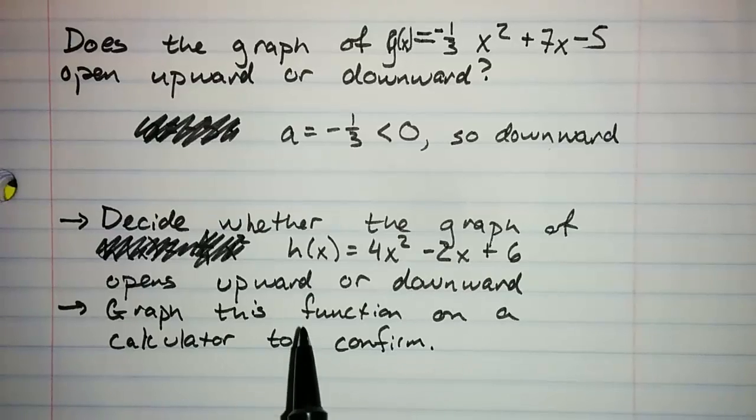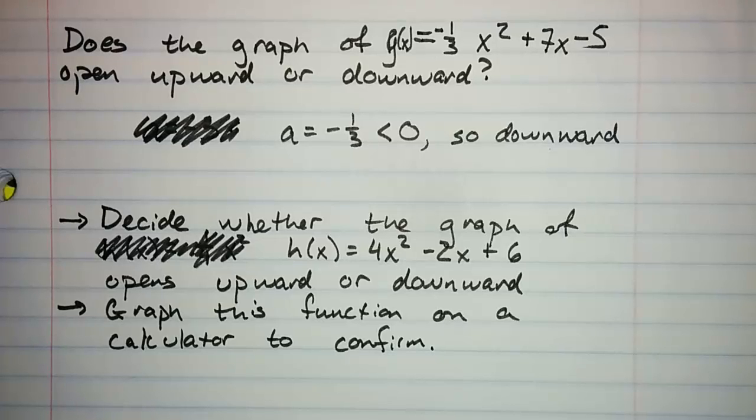Decide whether the graph of the function h of x equals 4x squared minus 2x plus 6 opens upward or downward. Then graph the function on a calculator to confirm that this is the case. Pause the video and try this now.